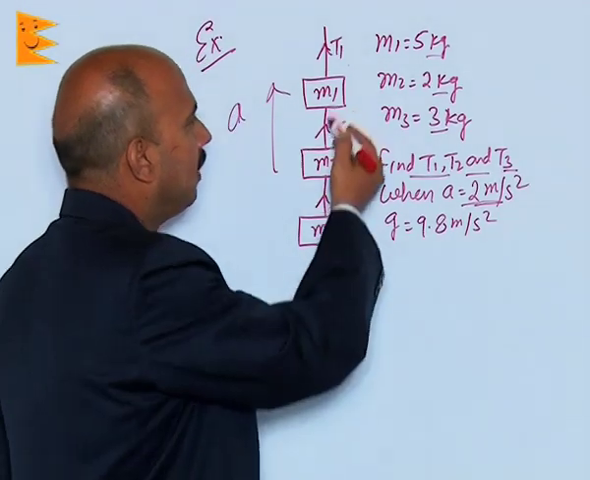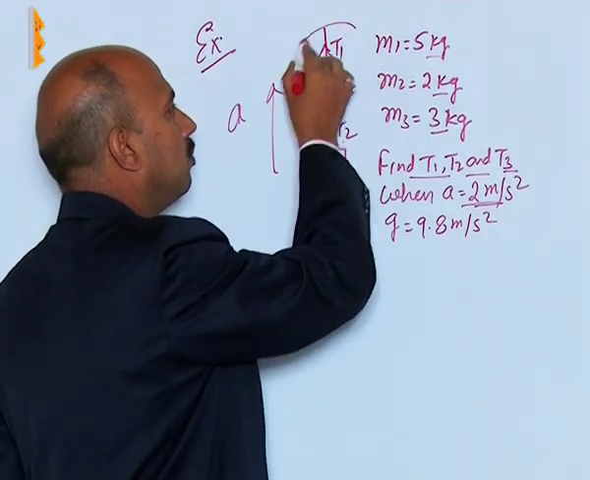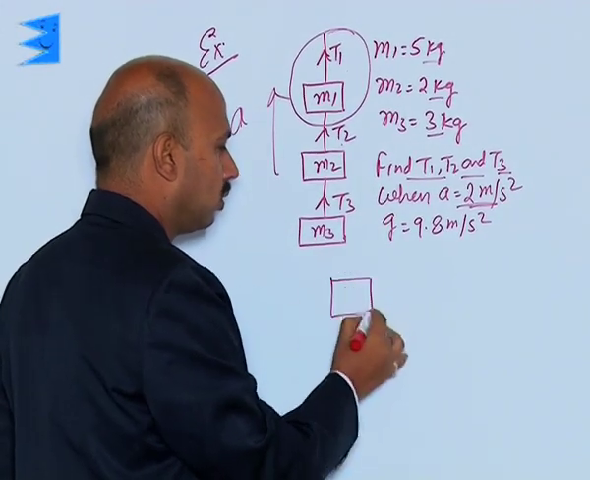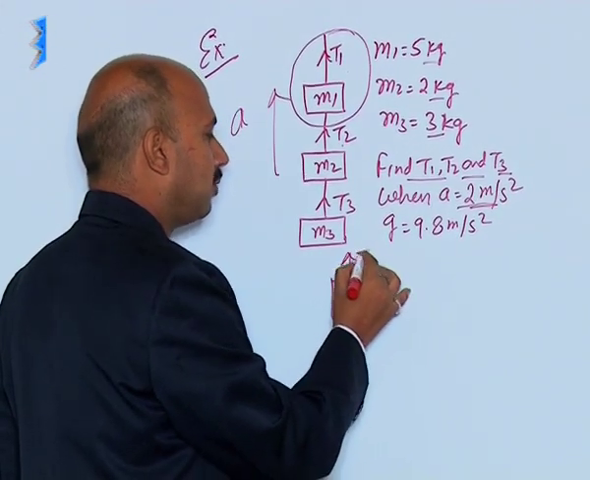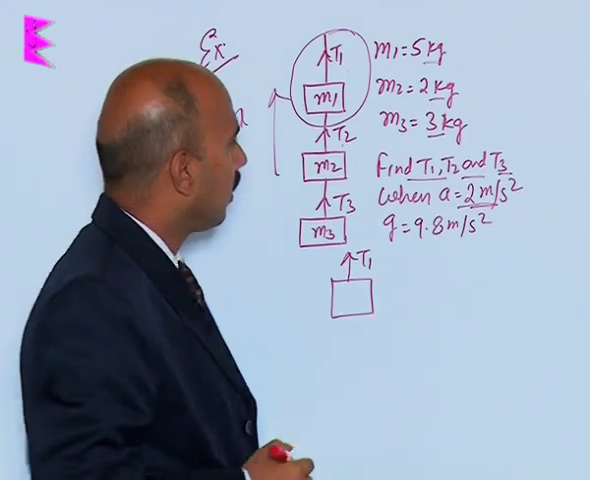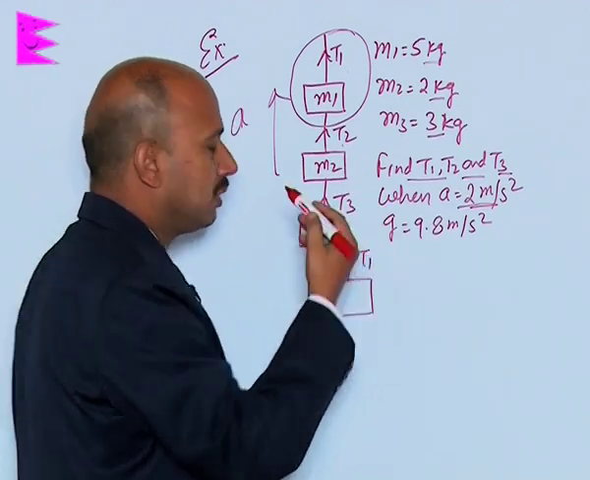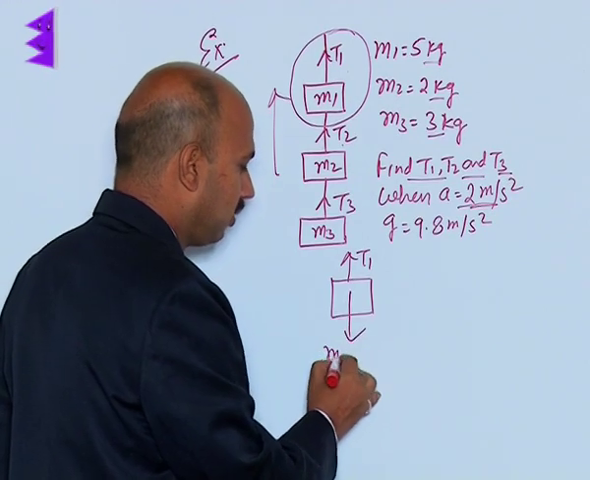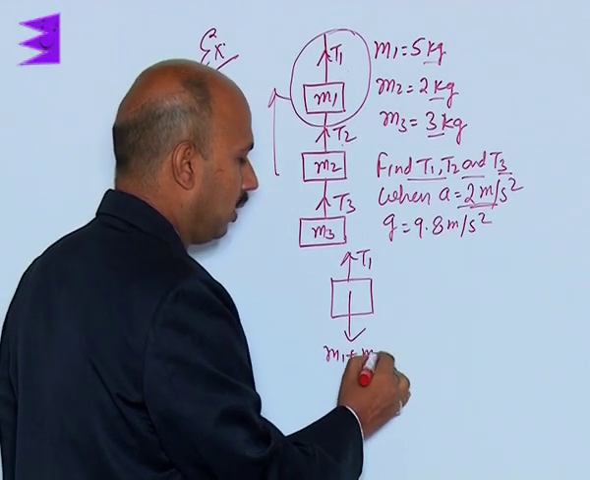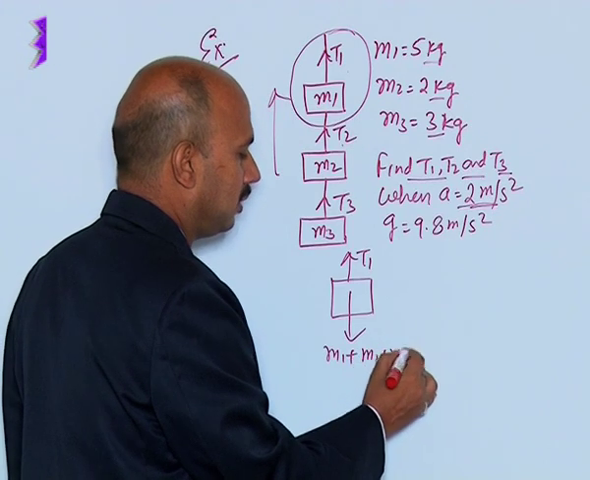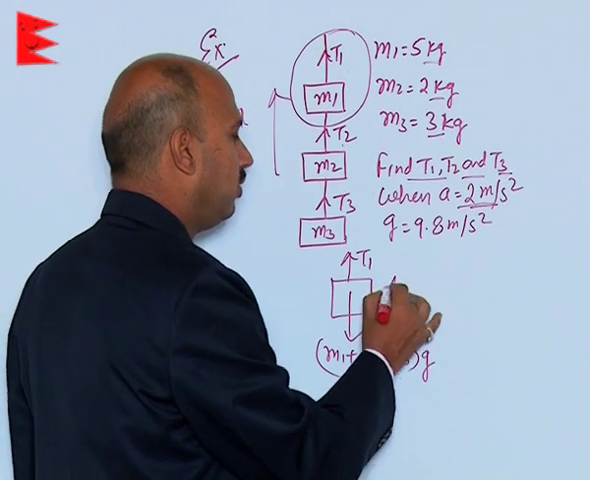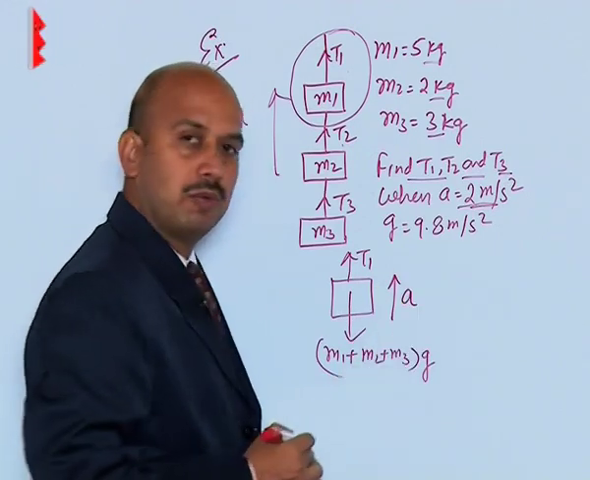So, take the first one. If you are taking the first block, in the first block tension T1 is acting upward. M1, M2, M3, all these three weights are acting downward, so vertically downward we have (M1 plus M2 plus M3) into G. This whole system is going with acceleration A upward.